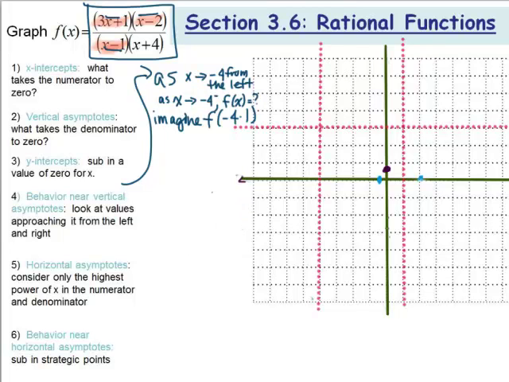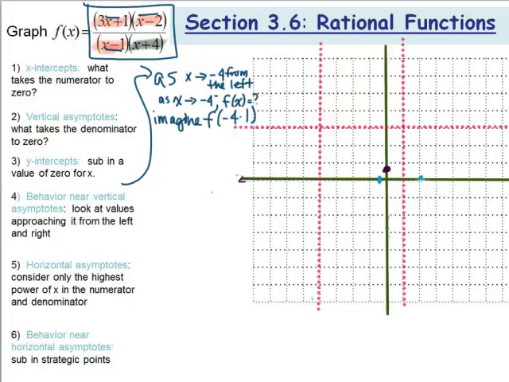But here's where it's going to change. This value, x plus 4, is going to be positive if you would sub in a little bit to the right. Negative 3.9 plus 4 is positive, but negative 4.1 plus 4 is negative. So here's how I'm going to write it.